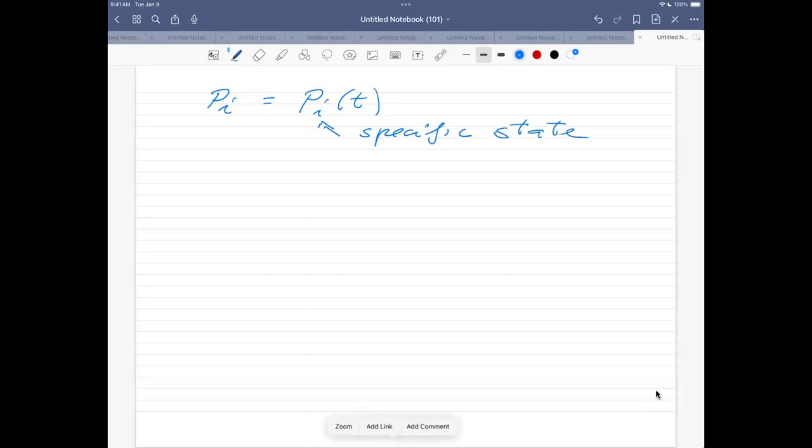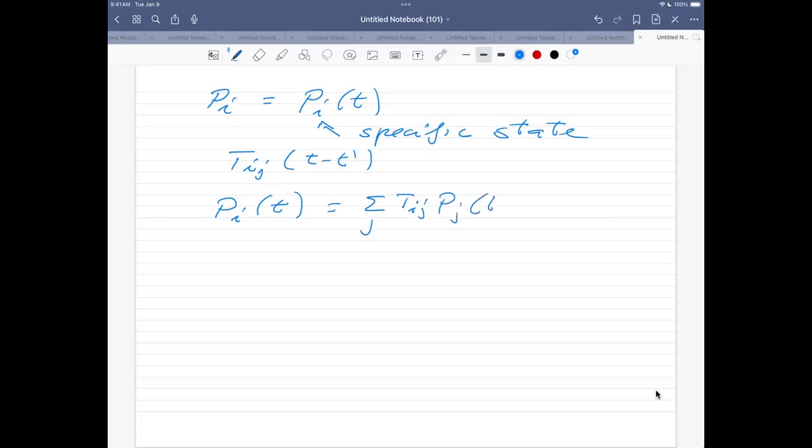And then this stochastic matrix which we defined can often be assumed to be independent of t, or it could have a t dependence. So this could have a dependence on the time t minus t prime. And what we would do then is to rewrite this process, and let us in the equation here assume that this T_ij is not depending on time. So we would then have a sum over T_ij, multiplied with P_j at the time t prime.